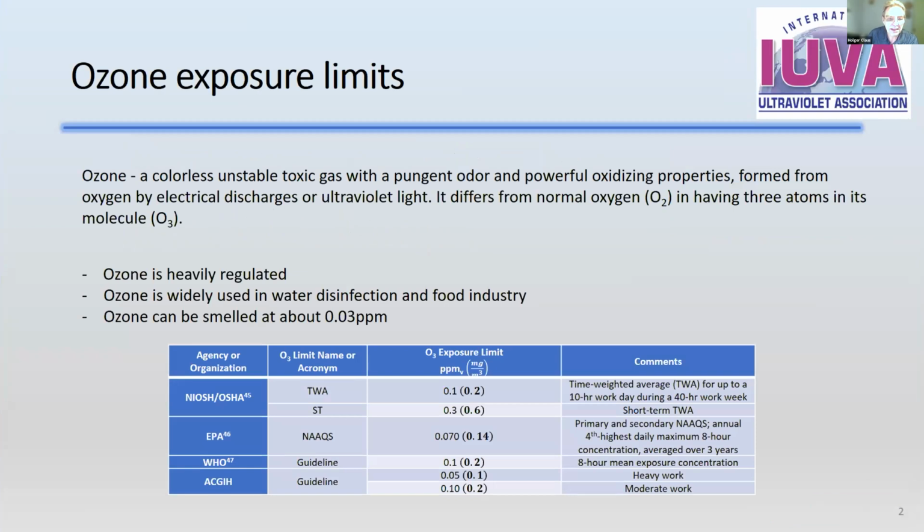What is ozone? It's basically an unstable gas: oxygen with a third atom attached to it, so it's unstable and highly reactive, oxidizing, and very heavily regulated, but it's also widely used in water disinfection and in the food industry. The good thing is normal people can smell ozone at very low concentrations of about 30 ppb. And the threshold limits that are being set, at least in the United States, are down to 50 ppb or 0.05 ppm, depending on exposure time and so on. They can be slightly higher. I assume that these values are not much different around the world. So we talk about 50 ppb as a maximum exposure.